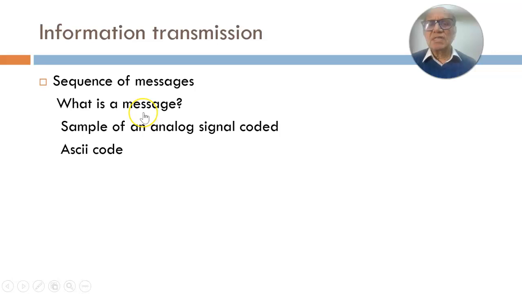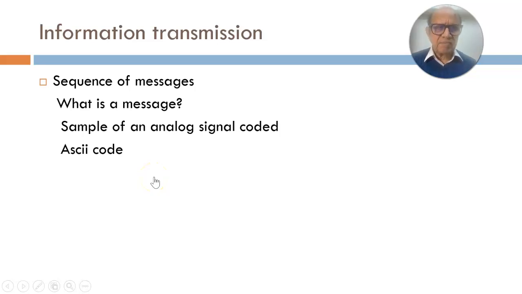Now the question is, what is a message? The answer is, it depends on the system. For example, if you are trying to transmit an analog signal via digital communication system, you must first convert it into a digital signal. So you have to do the sampling operation. So the sample of an analog signal can be considered as a message. Or maybe the signal is already available in the discrete form, but you code it in a certain way, maybe 8-bit ASCII code. So that is also a message. So you can think of number of possible messages.